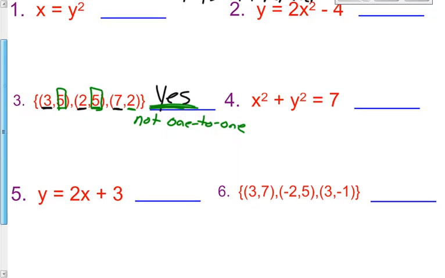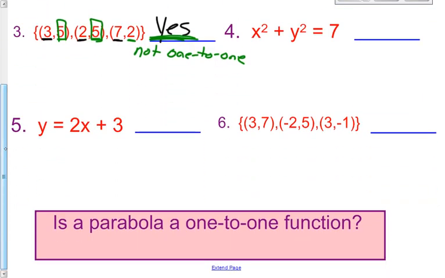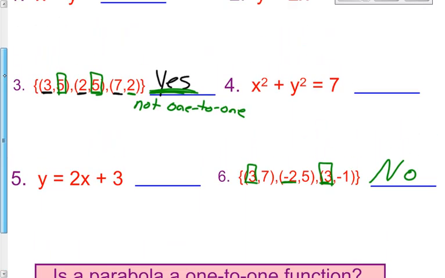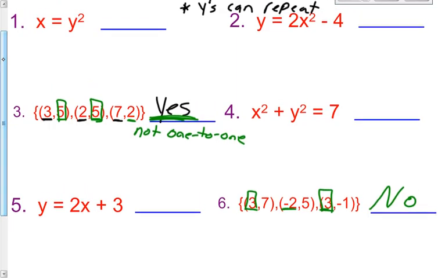Going on to number 6. Do any of the x's repeat themselves? Here's a 3, here's a -2, and here's a 3. Well, because my x is repeated, that cannot happen in a function. So is number 6 a function? Hopefully you would say, no, it is not a function. Number 6 is no. All right, 2 done, 4 left to go.